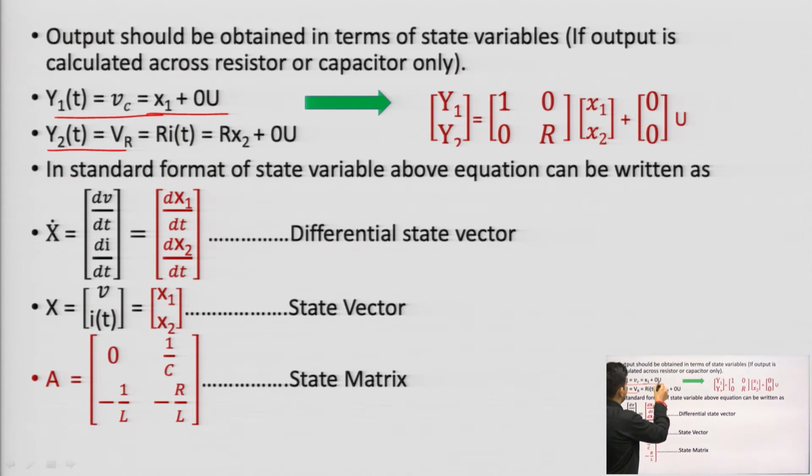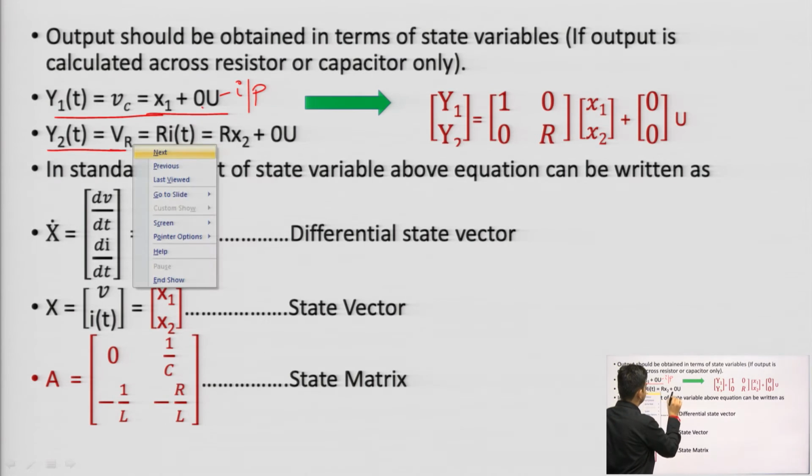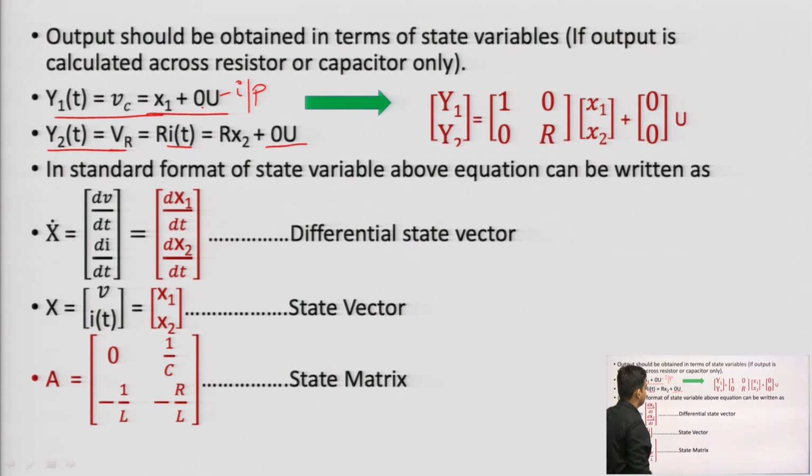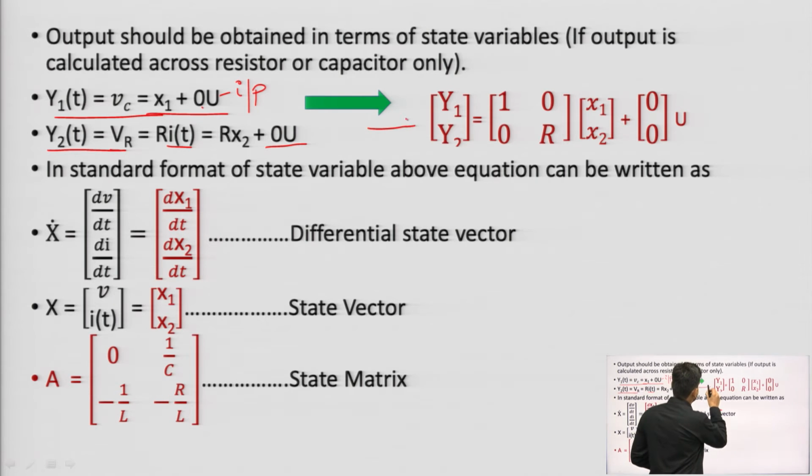So, I am saying 0 times of u, where u is the input variable. y2 t is Vr, V equal to I r, I t is the state variable, it is x2 as I assumed in the previous case. So, R times of x2 plus 0 times of u, because input is not present in this equation. Now, I have to model it in terms of matrix. So, I will make y1 y2.